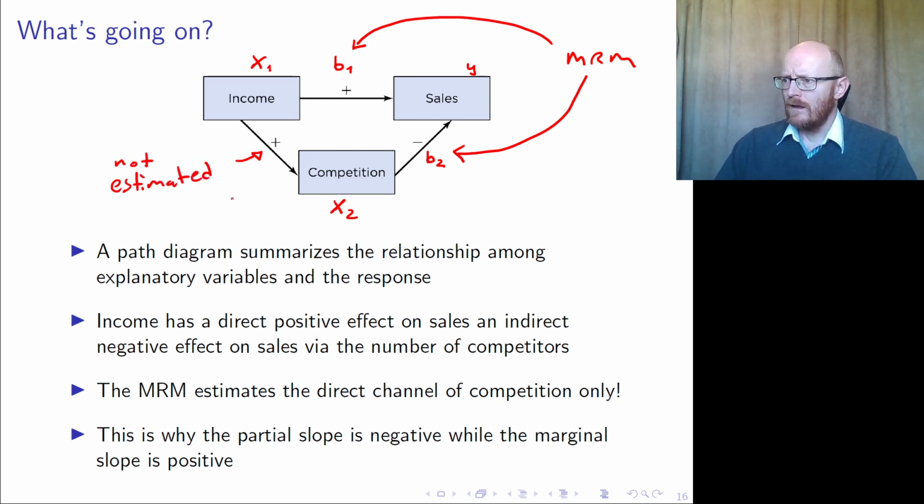Yeah, in a multiple regression model. Okay. So that's why this interaction between the explanatory variables can explain why our marginal slope of competition on sales was positive, whereas the partial slope of competition on sales is actually negative.